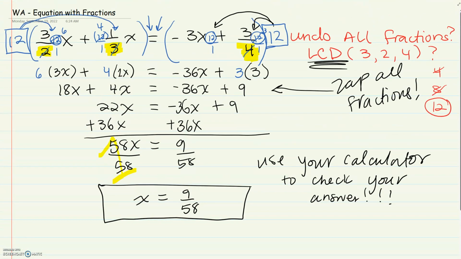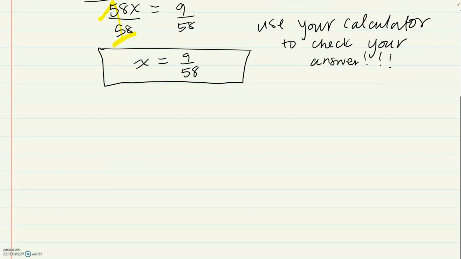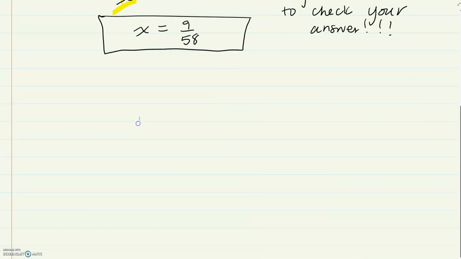Okay, now that is what you would do when you have fractions, but what about when you have decimals? For example, in part D of the written assignment, you have 0.7x plus 2 is equal to 0.4x plus 8. Well, this is not any different than fractions.